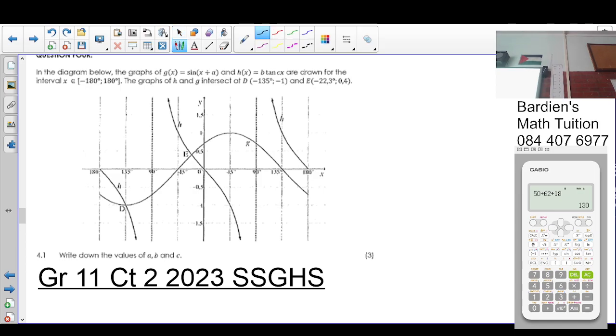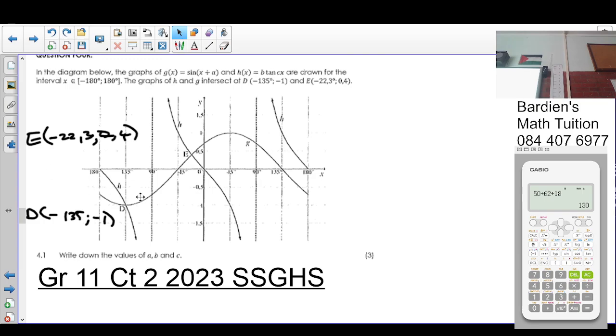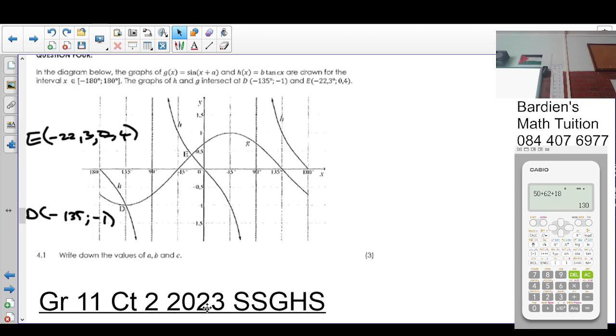Okay, so let's just put it the other side. So D is negative 135 and negative 1, and E is negative 26 comma 3 and 0.4. The question says write down the values of a, b, and c. As you can see, a is the horizontal shift on the graph.